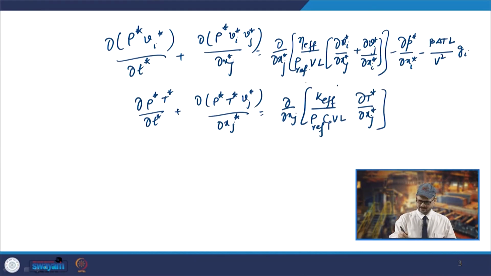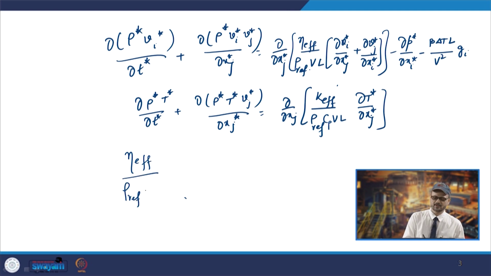the eta effective upon rho reference V L. So, this is nothing but, if you look at this, rho V L upon eta, so that is the reciprocal of the Reynolds number. And also it is effective values, this is for the turbulent flow. So, this is nothing but the reciprocal of the turbulent Reynolds number here. If you look at it, you will have eta effective divided by rho reference V L. So, this is indicative of the turbulent Reynolds number.